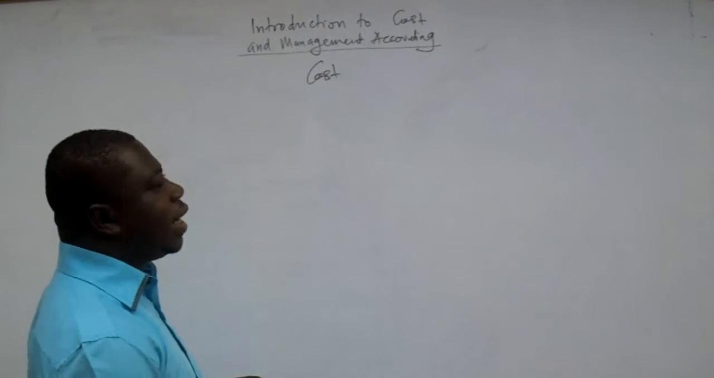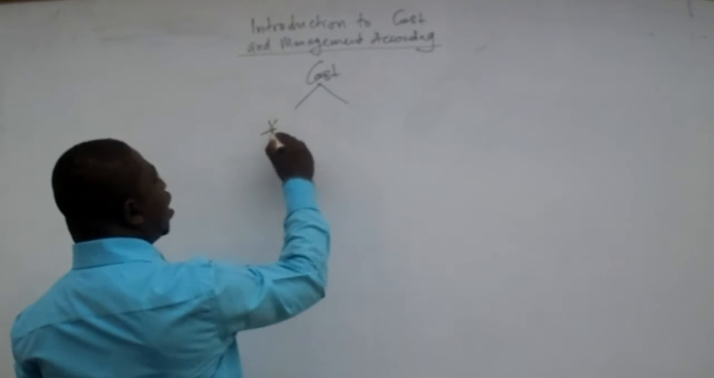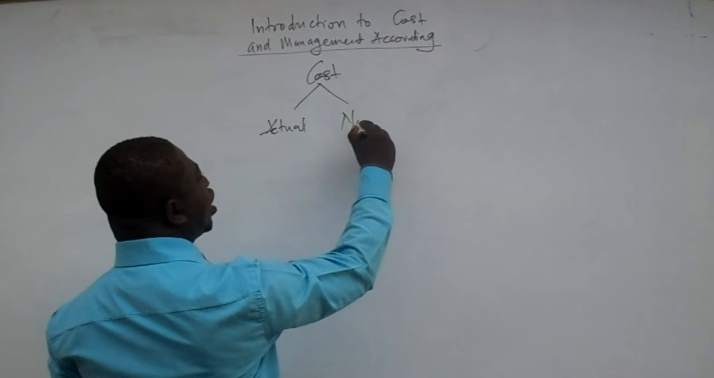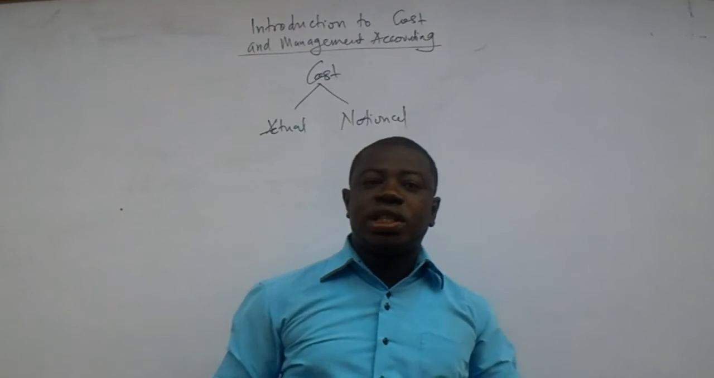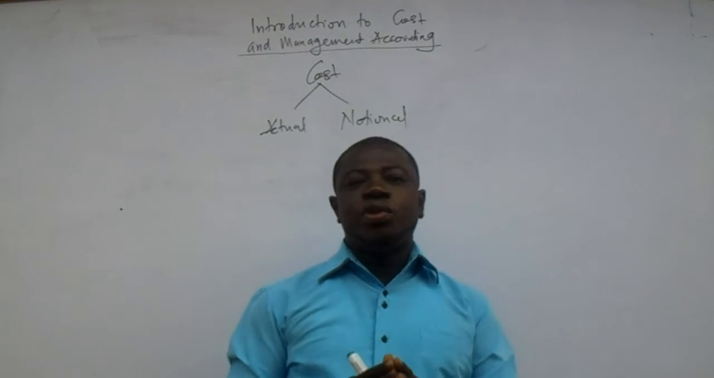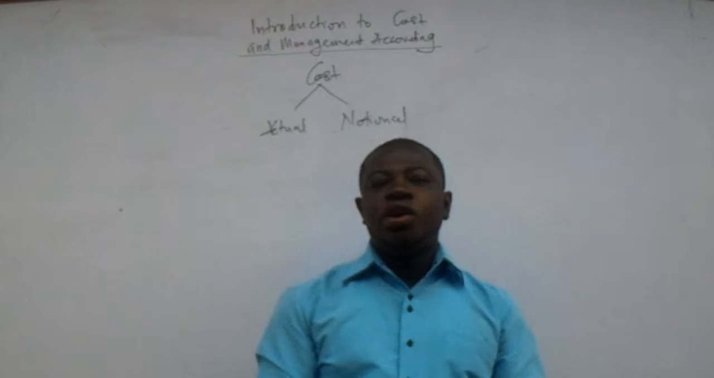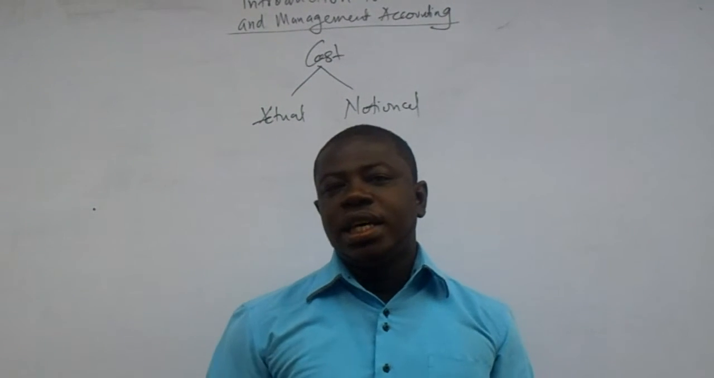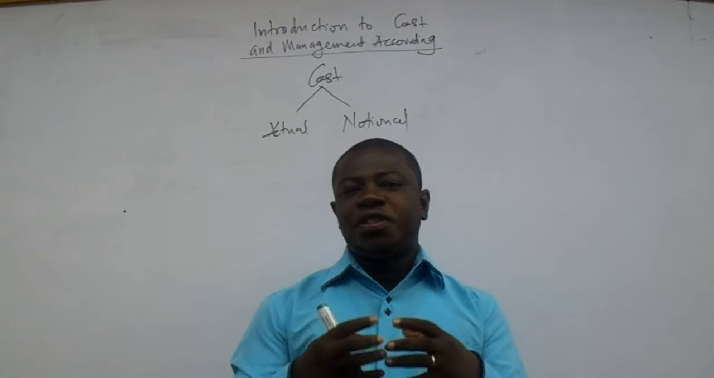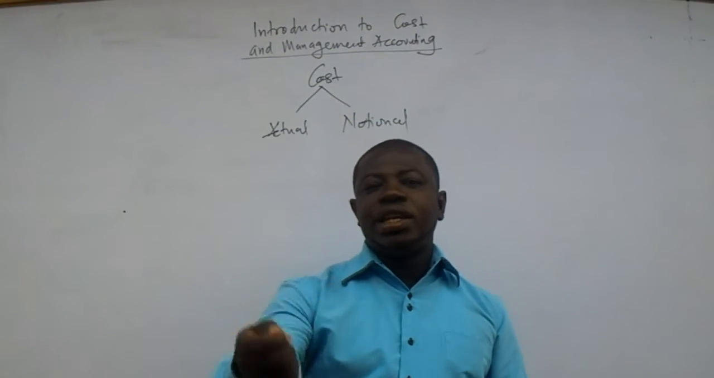That is cost. And then cost can be actual or notional. Let us take note of that: we have actual cost and we have notional cost. So this amount of expenditure that we call cost can be actual or it can be notional. Actual cost means that it is what you have seen. Actual cost has some kind of physical properties with the things that they relate to.